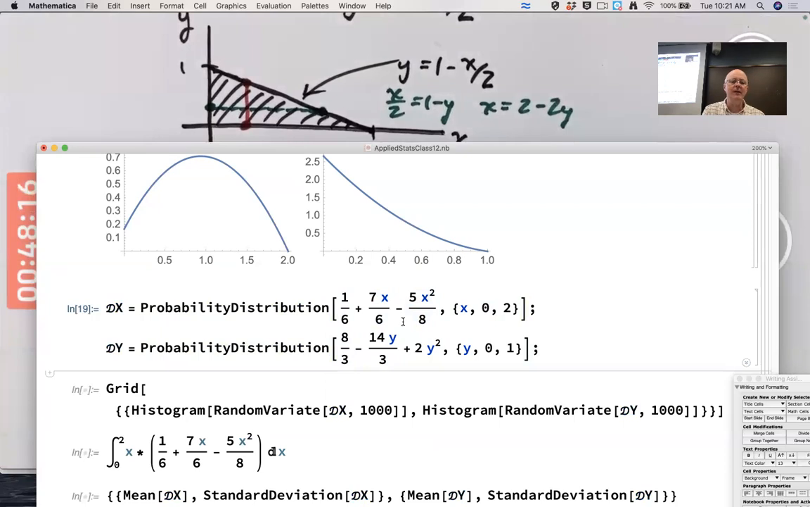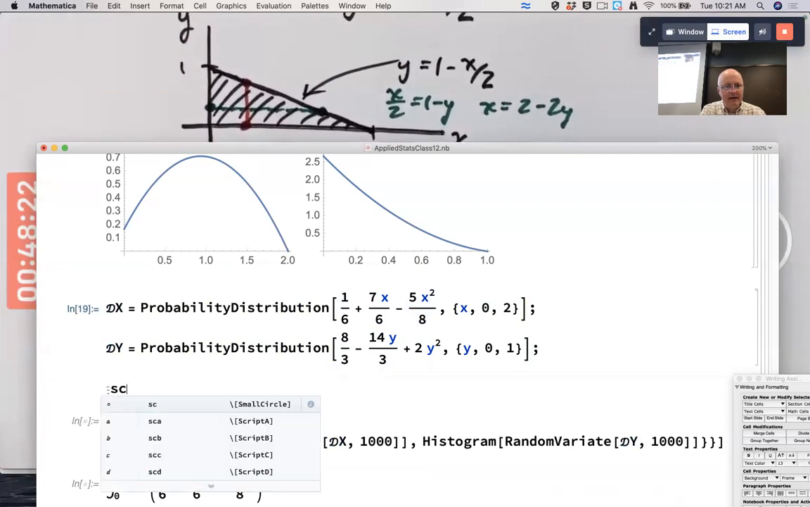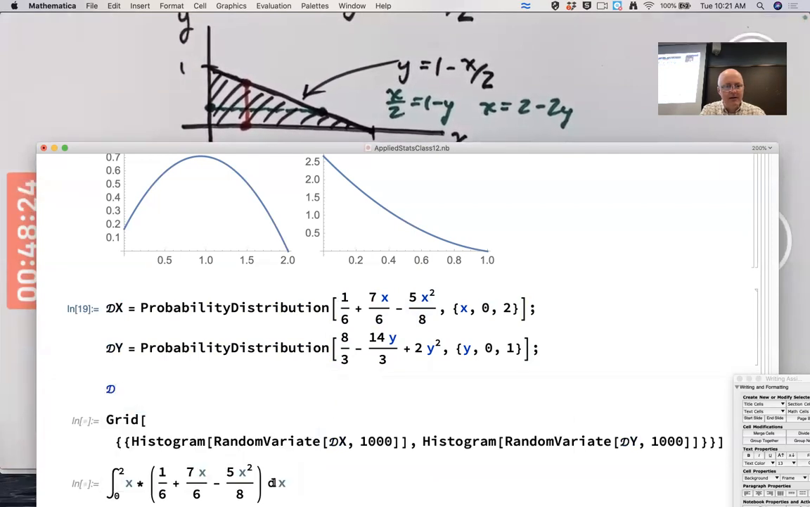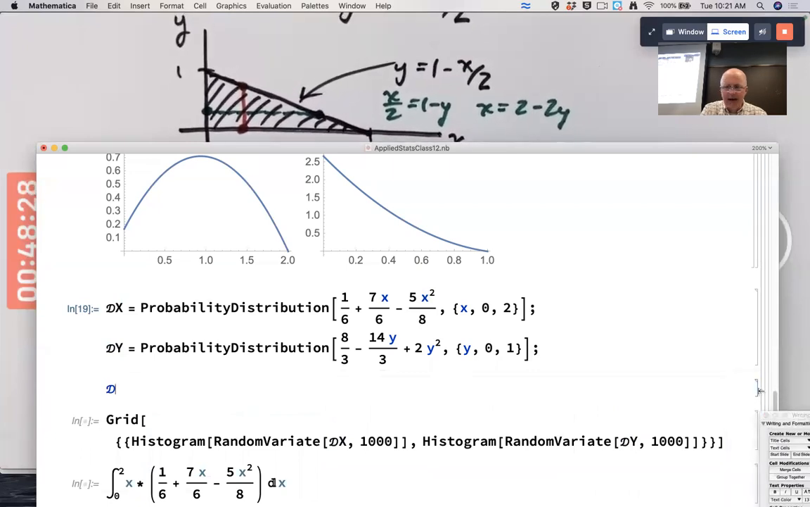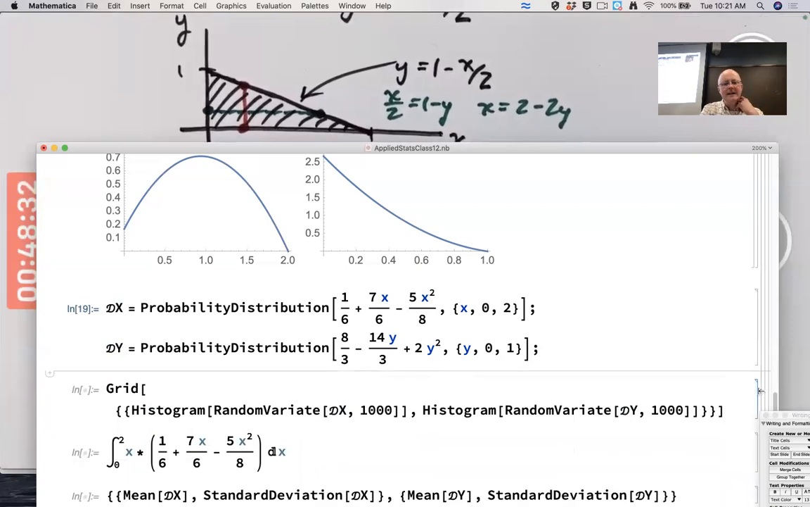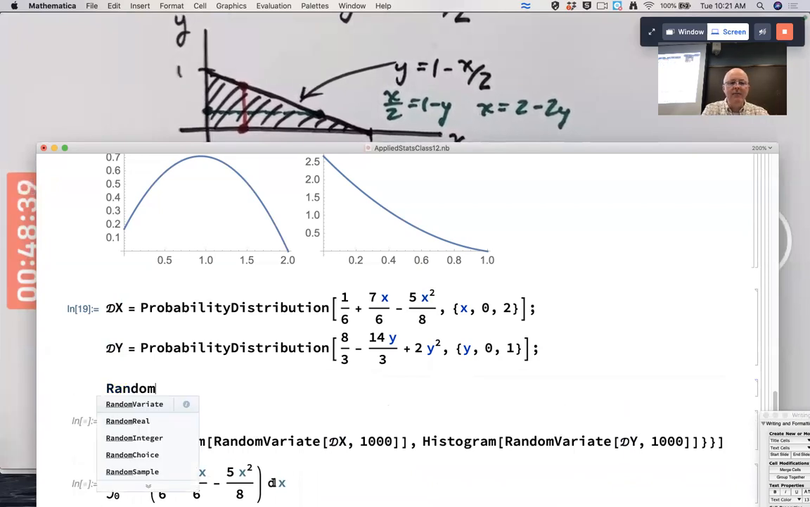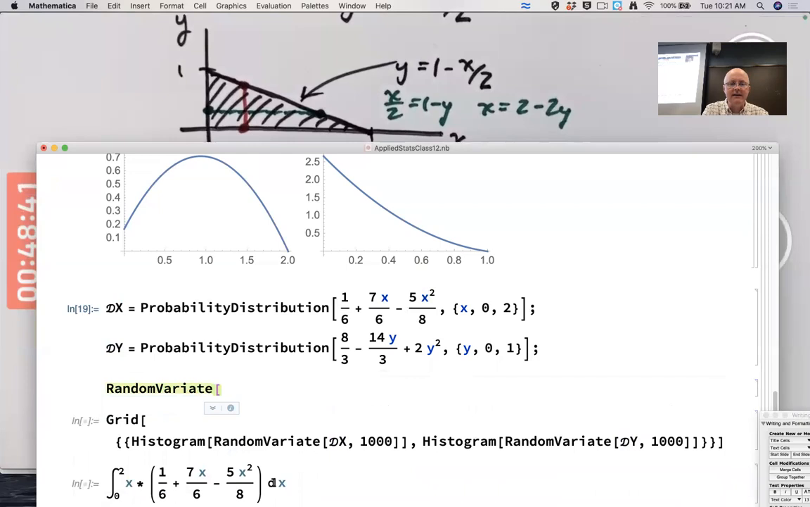memory. By the way, you might be wondering, where did I get this curvy D? If you do escape, scD, escape, it makes a cursive D. Or you can just copy and paste it if you want. Seemingly it didn't do anything, but it did. If I now combine RandomVariate with one of these things, that will simulate sampling from this distribution.